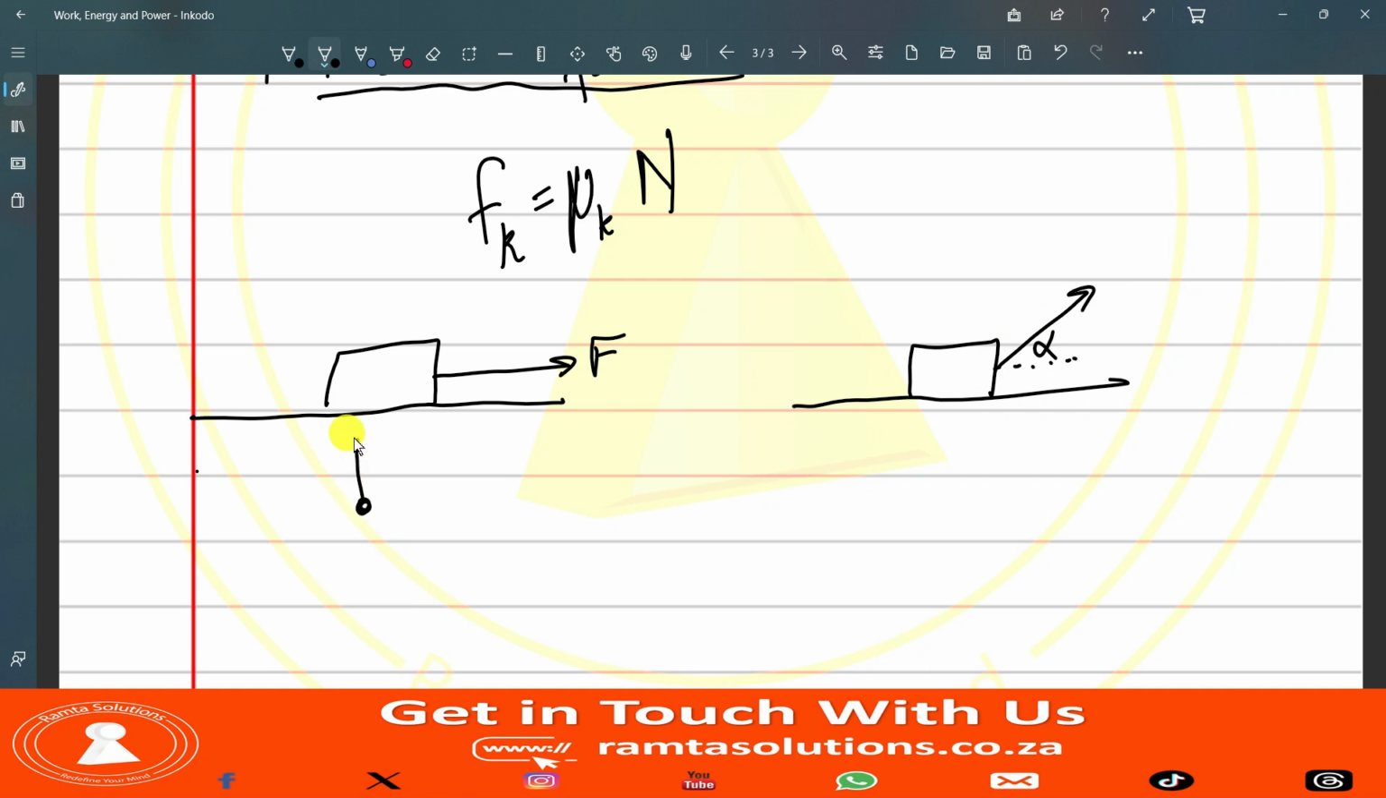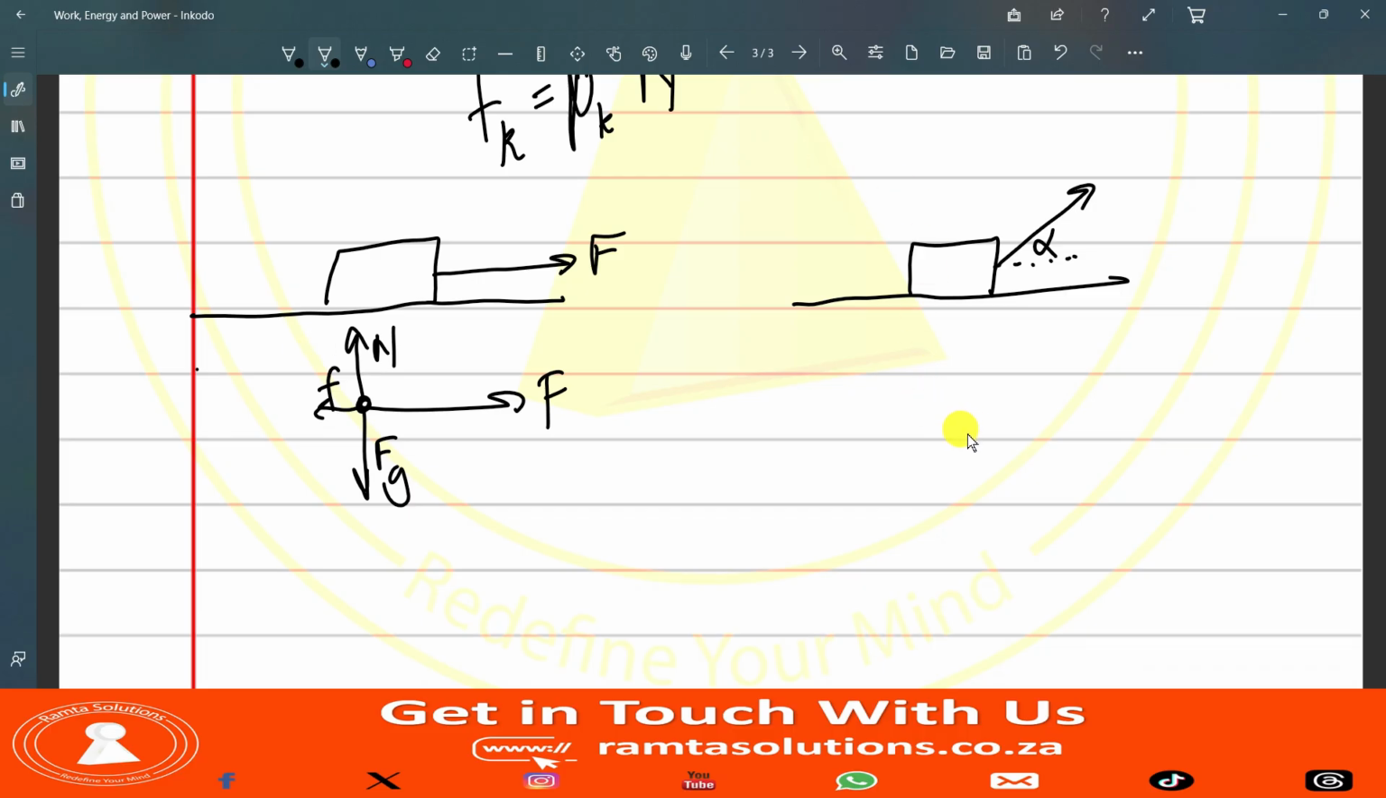Like we said, it will be normal and force of gravity, and then applied force and friction. Now with this one here, it will be a normal and force of gravity. Then you will have applied force here at an angle. What angle? Angle alpha. And you will have force F, which is the frictional force, right? Now, here, what is our friction? I'm going to show you.